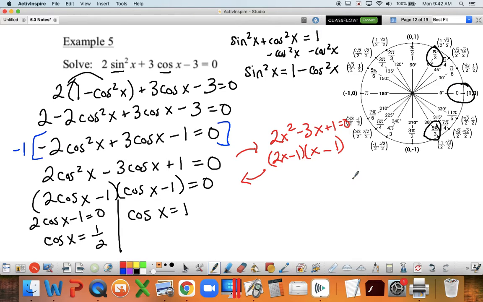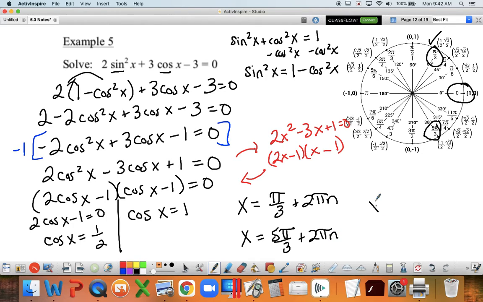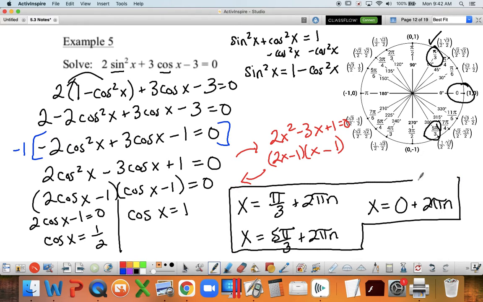Okay, so here's what my solutions are going to be. X is going to be equal to pi over 3 plus 2 pi n, because I've got to do all the coterminal angles with this one, and I can't pick up 5 pi over 3 in the same way. So then I have to do 5 pi over 3 plus 2 pi n, and then I need to do 0 plus 2 pi n, or you could just say 2 pi n. So these are all three of the solutions, because it wasn't within a certain interval, that I have to consider.